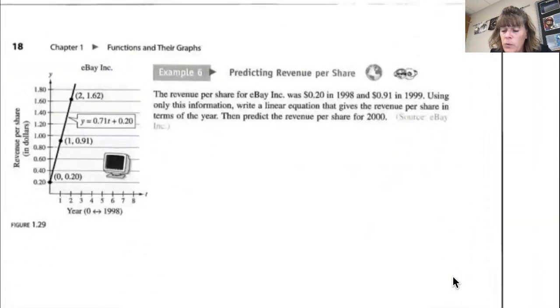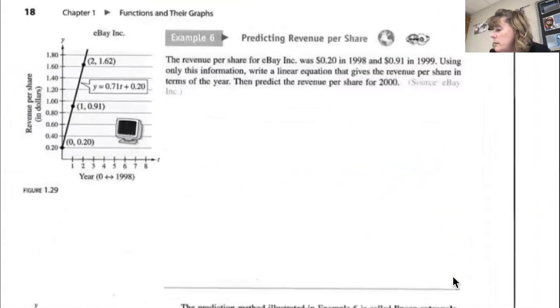Okay, we're just going to do a word problem here. The revenue per share for eBay Incorporated was 20 cents in 1998 and 91 cents in 1999. Using only this information, write a linear equation that gives the revenue per share in terms of the year, then predict the revenue per share for 2000. Okay, so here's what we know. We have a point right there.